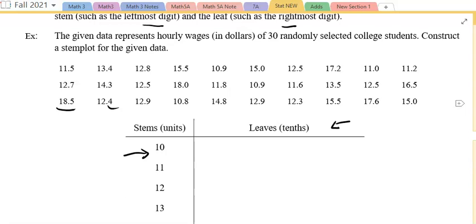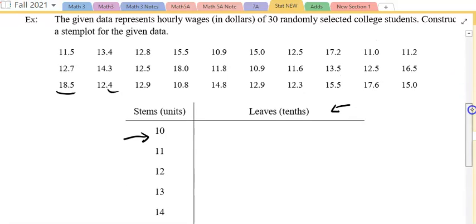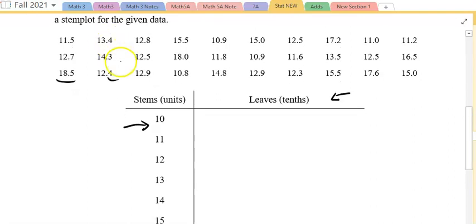The given data represents hourly wages of 30 randomly selected college students. Construct a stem and leaf plot with the given data. 11.5, 13.4, 12.8. You know what? I'll rearrange this again.